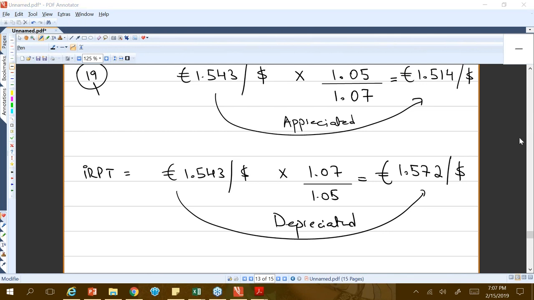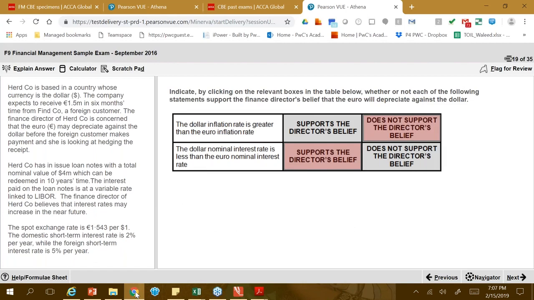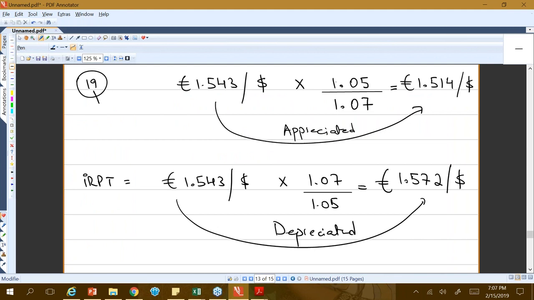Yeah, it's depreciated. Now, if the euro has depreciated, this supports the director's belief that the euro will depreciate against the dollar, but that will happen if the dollar nominal interest rate is less than the euro nominal interest rate. Question is how is the first one appreciating? Well, because previously we needed 1.543 euros to get $1, but now we need fewer euros to get $1, which means the euro is appreciating.